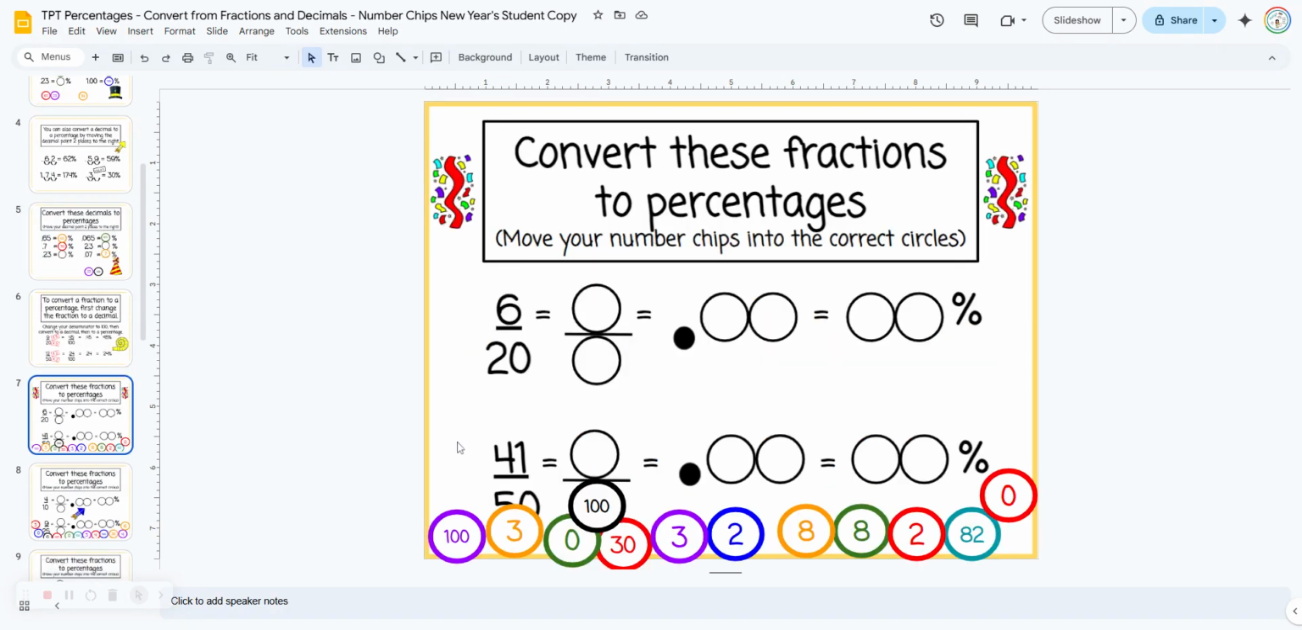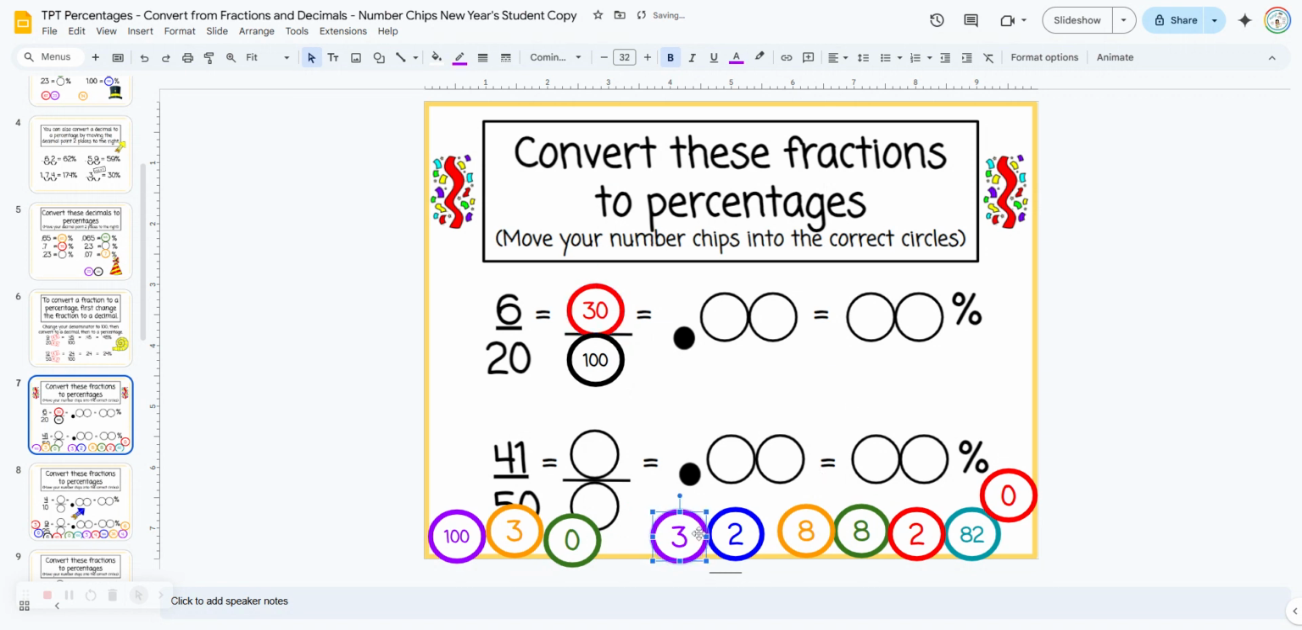So the next slide, that's what students are going to be doing. So they want to convert that denominator to 100. We know that we have to multiply by 5. So if we multiply the numerator by 5, we have to multiply the denominator by 5. And we get 30 hundredths. We can change that to the decimal, 30 hundredths. And then to the percentage, which would be 30%.